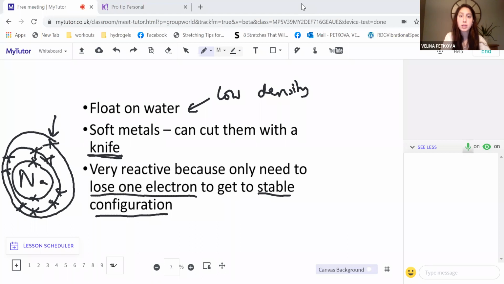Are group 1 metals more reactive than elements of group 2? Yes, they're a lot more. And do you need to know about group 2 for GCSEs? I don't think you need to know it in as much detail as group 1.